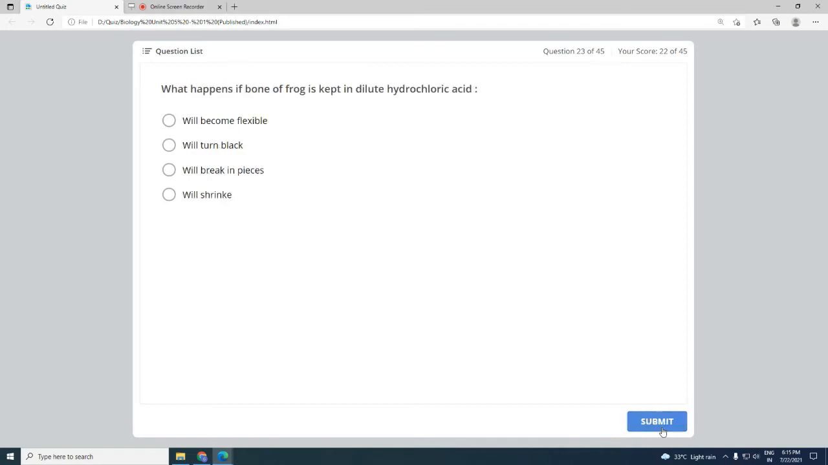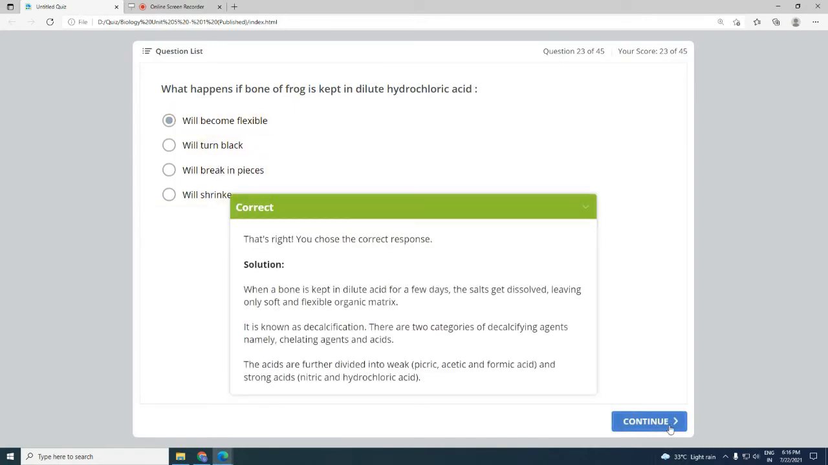Let's go to the next question. What happens if the bone of the frog is kept in dilute hydrochloric acid? Is it the bone will become flexible, or will turn black, or will break into pieces, or will shrink? Which is the right answer for the 23rd question? In fact, it will become very flexible. So the right answer is option A.